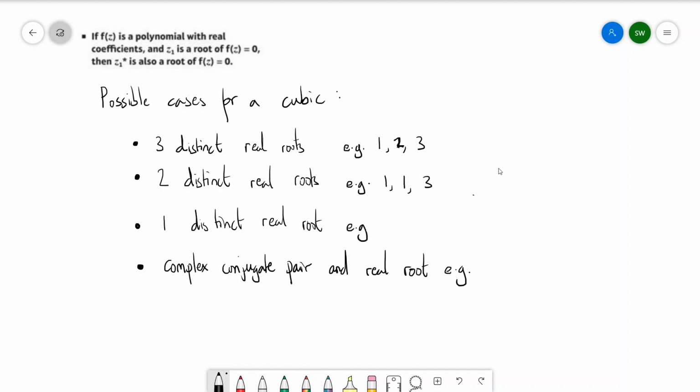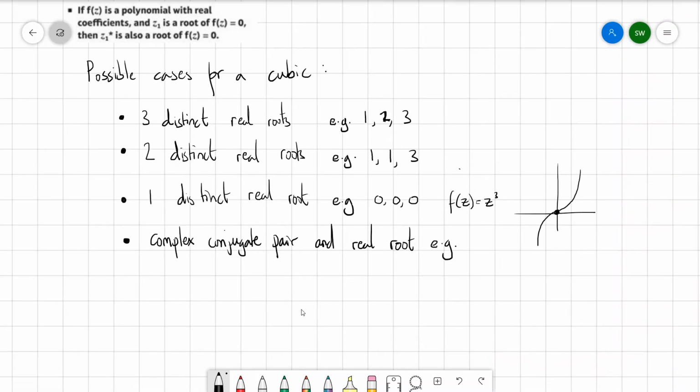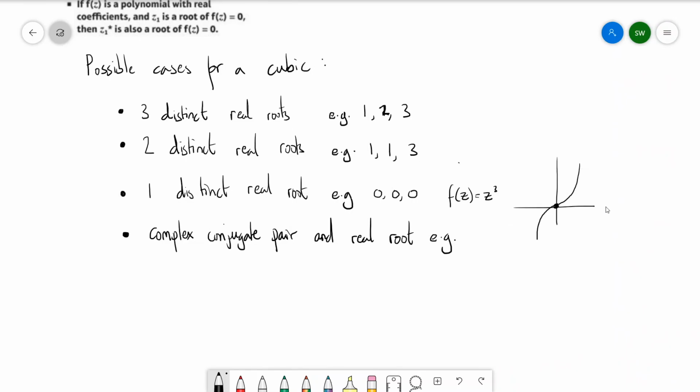A cubic could also have just one distinct real root, and that would mean that the root is repeated 3 times. The easiest example would be 0, 0, 0. And an example of a cubic like that would be f of z equals z cubed. If you were to draw a sketch of z cubed, it would look something like that, and it would go through 0. That's why it only has that one root, which is 0, which is repeated. Well, these are the examples of when you've got real roots.